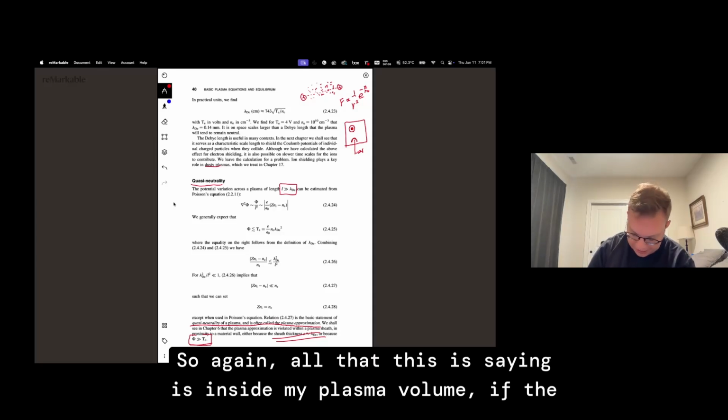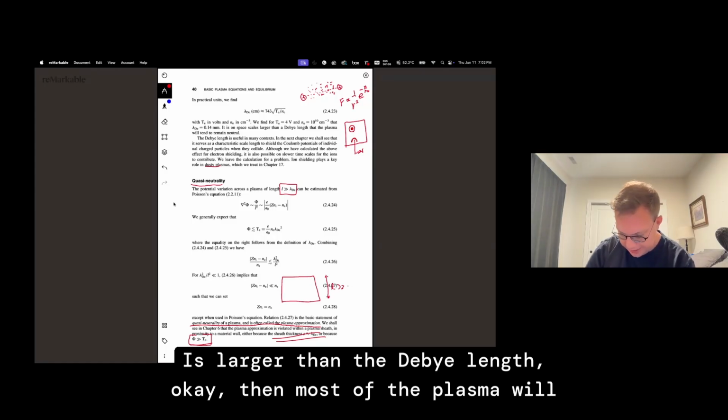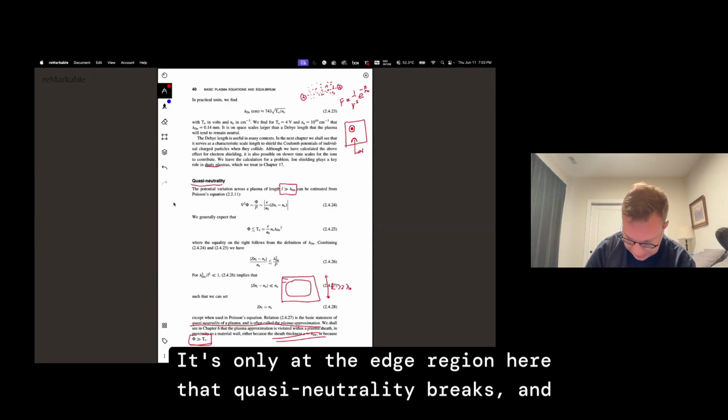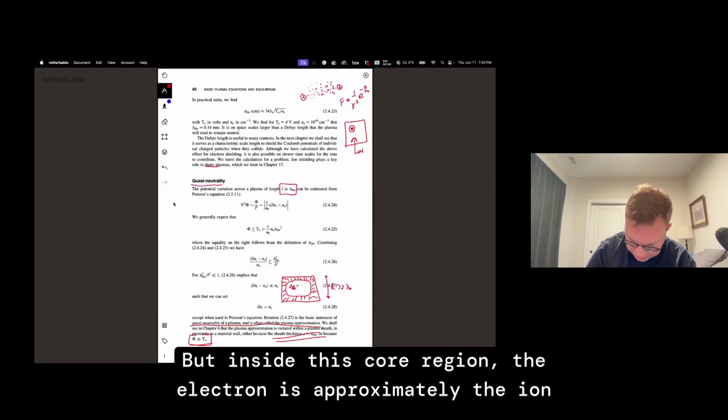So again, all this is saying is inside my plasma volume, if the length L is larger than the Debye length, then most of the plasma will exist in quasi-neutrality. It's only at the edge region here that quasi-neutrality breaks, and we have the formation of the plasma sheath. But inside this core region, the electron density is approximately the ion density.